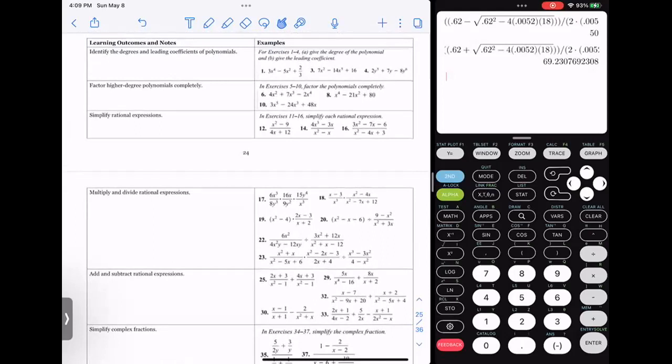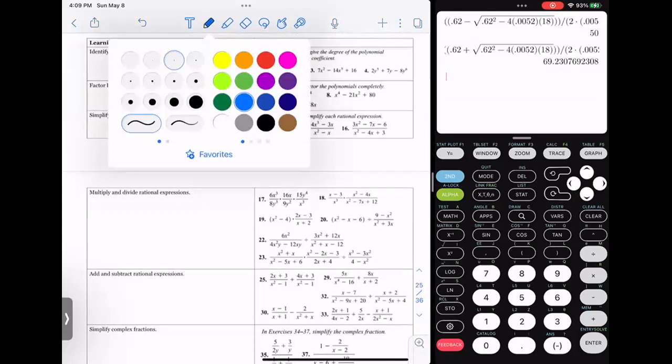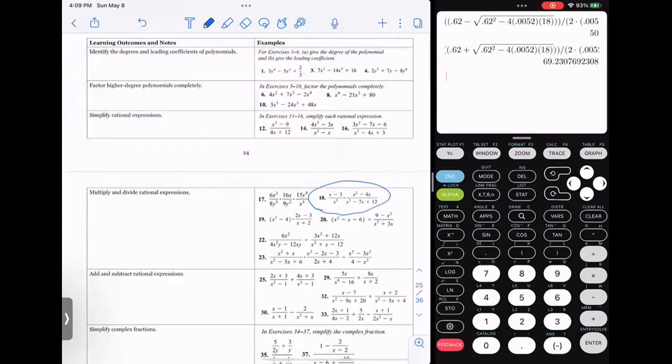So you could get 18, for example. Sure, multiply and divide rational expressions. So you're multiplying with 18 there. It looks like you're multiplying a fractions, right? How do you multiply fractions? Yeah, you multiply numerator with numerator, denominator with denominator.